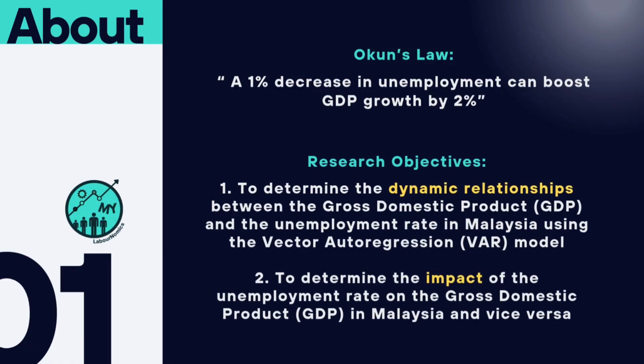According to Okun's law, a 1% decrease in unemployment rate could lead to a 2% increase in GDP. Hence, this study aimed to achieve two key objectives. First, to determine the dynamic relationships between the GDP and the unemployment rate in Malaysia using the VAR model. Second, to determine the impact of the unemployment rate on the GDP in Malaysia and vice versa.